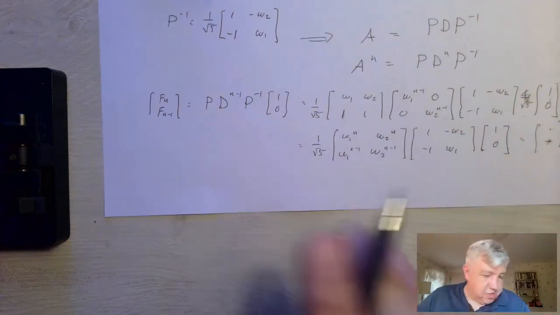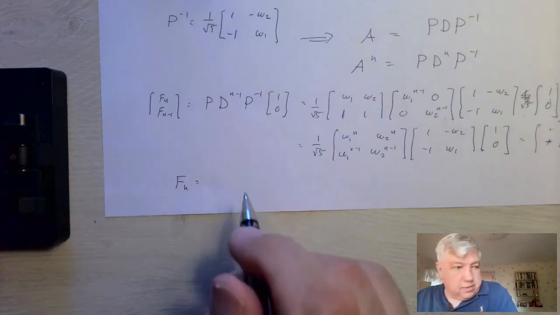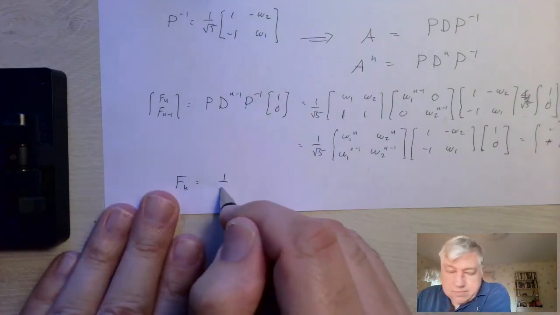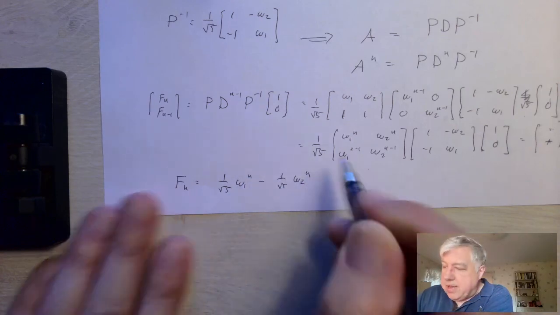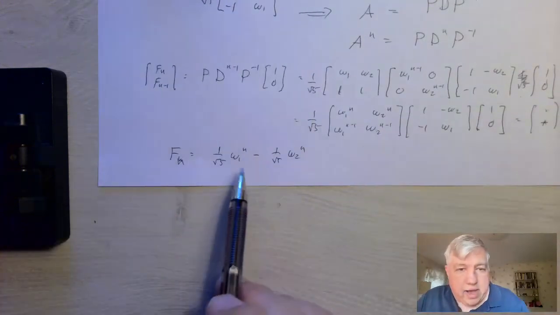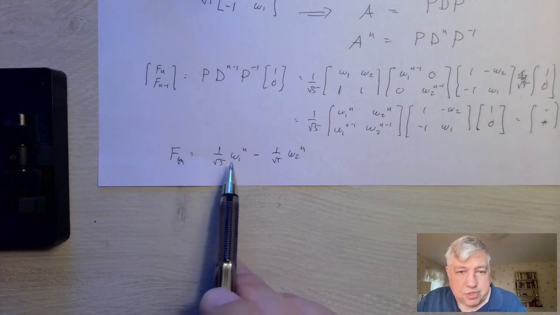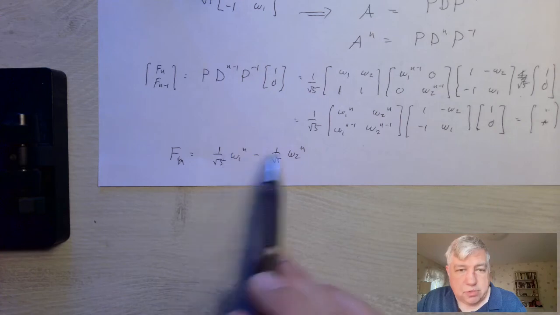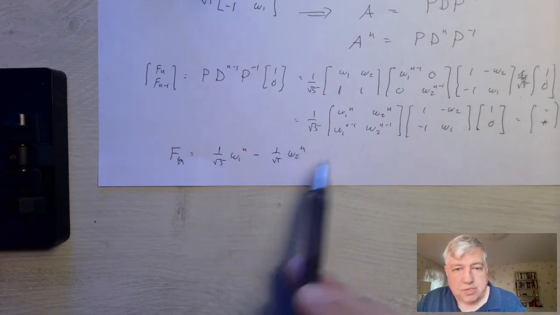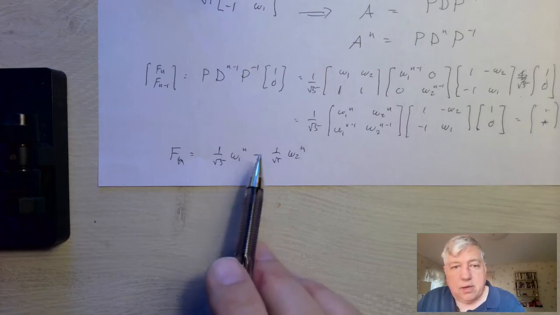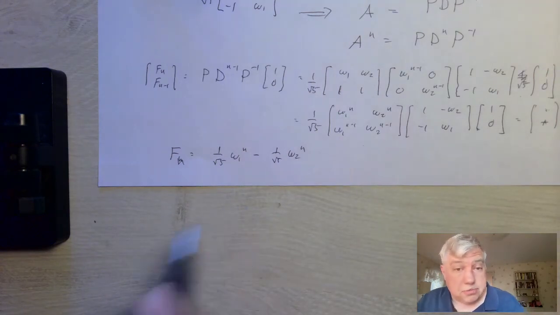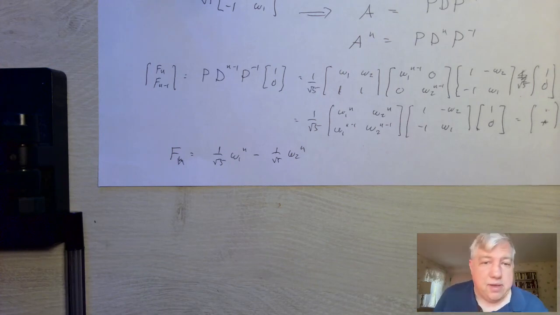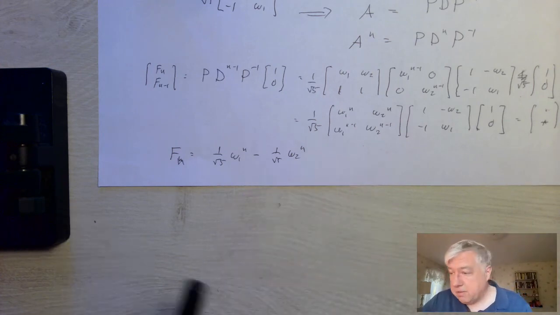What we eventually get is that F n is 1 over square root of 5 times omega 1 to the n, minus 1 over square root of 5 times omega 2 to the n. You can see that when n equals 0, this will be 0, and if n equals 1, the square root of 5 will cancel and we get 1, and we can go from there. But that holds. So we get this nice explicit formula for the Fibonacci numbers, and I think that's kind of cool.